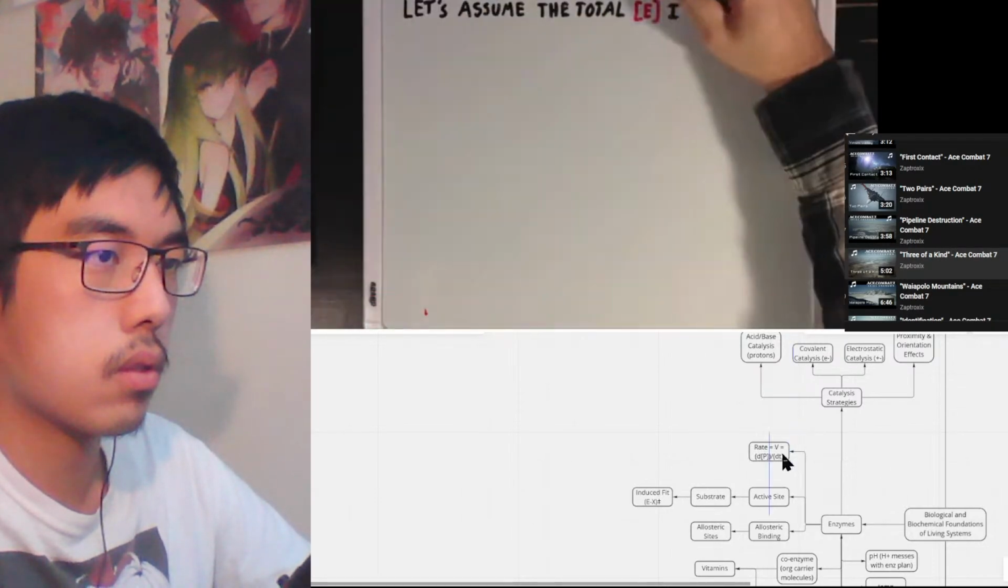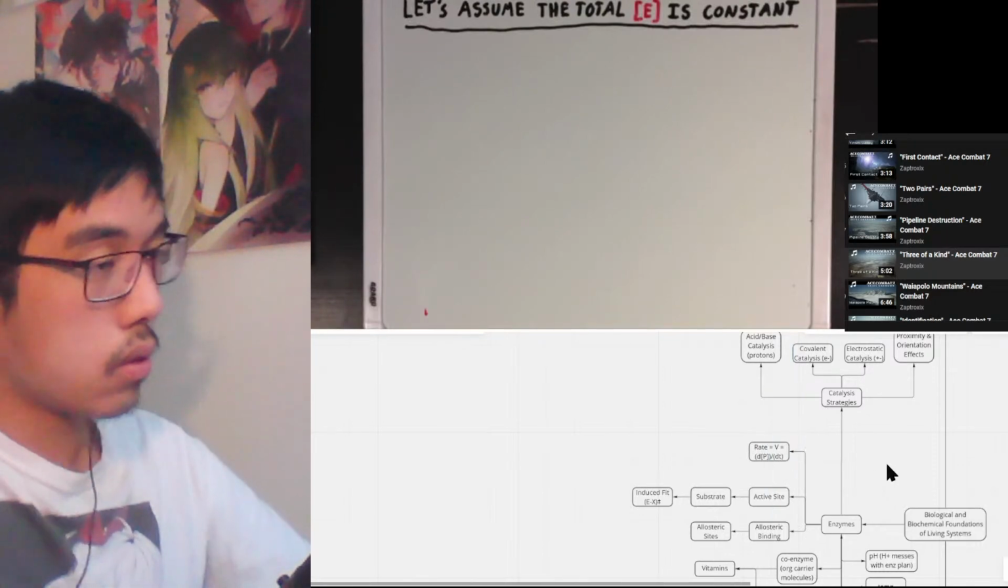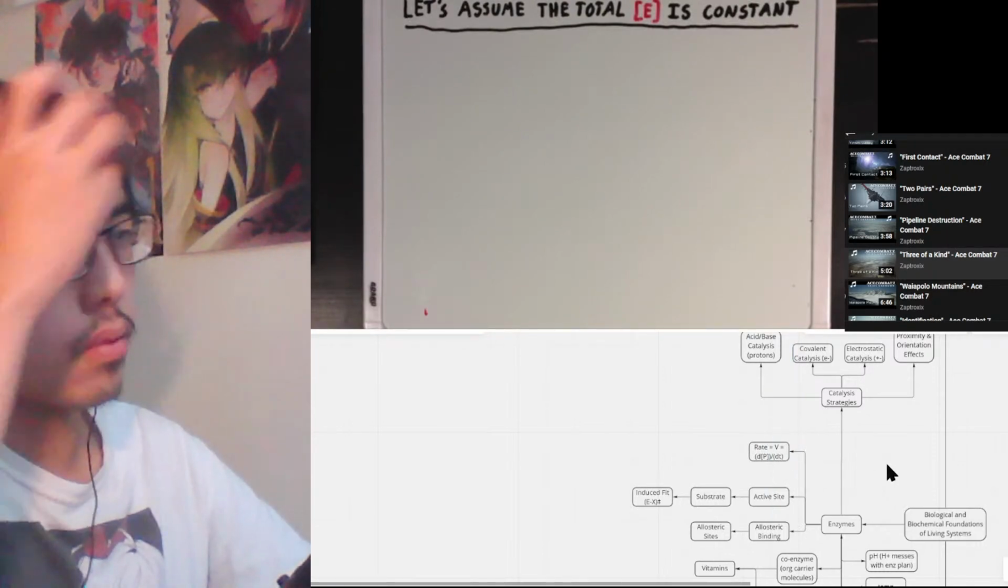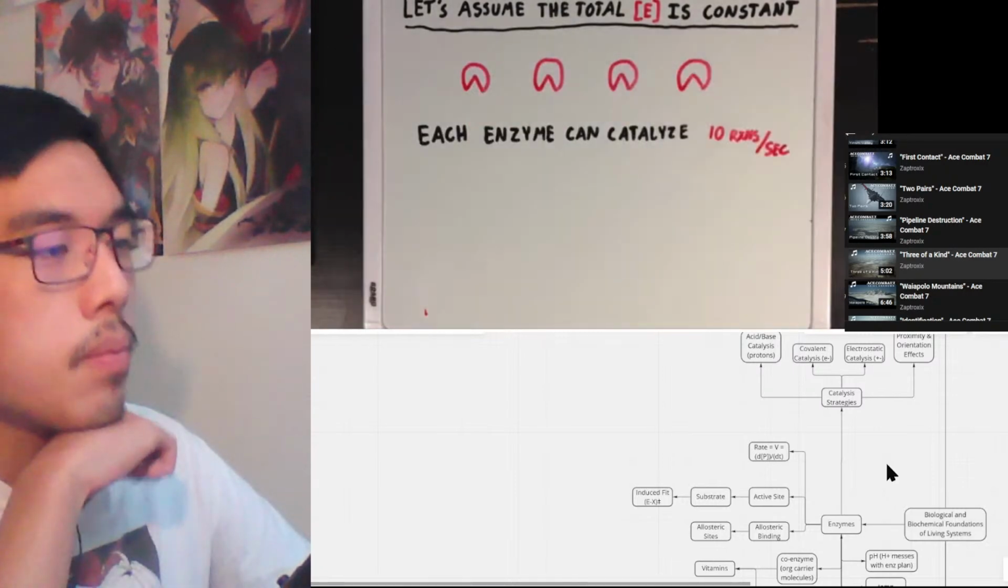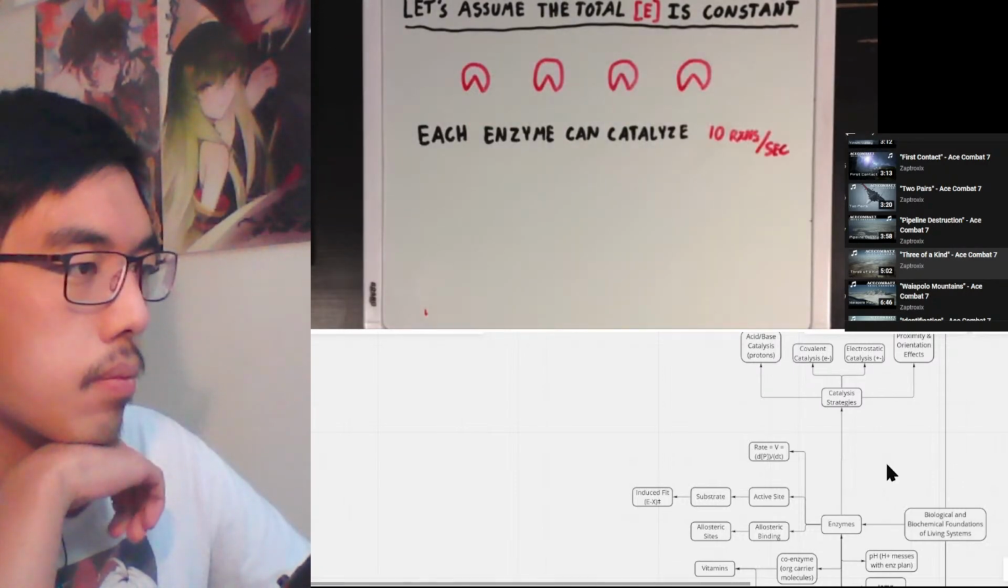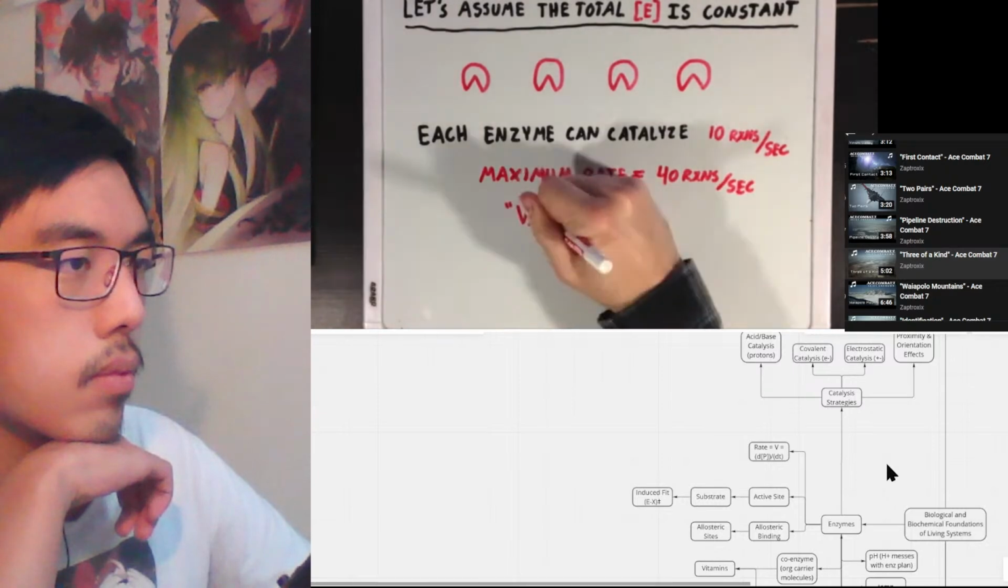Now, when we think about enzyme kinetics, we like to assume that we're in a situation where the total concentration of enzyme is constant. And this is generally the case when we're looking at enzymes working in different cells. Now, if we say that we only have 4 enzymes here, and each enzyme can work at a speed of about 10 reactions per second, that would mean that the absolute maximum rate of our reaction would be 40 reactions per second. And this rate we would call Vmax, or max speed.